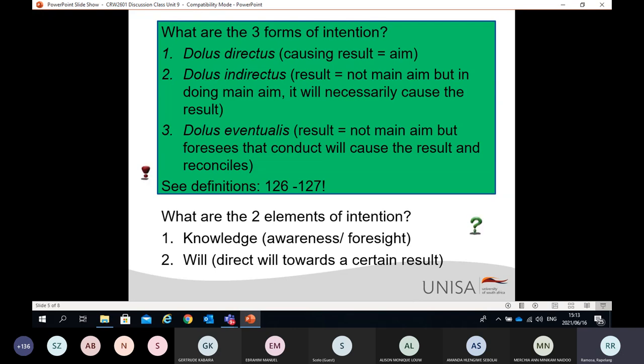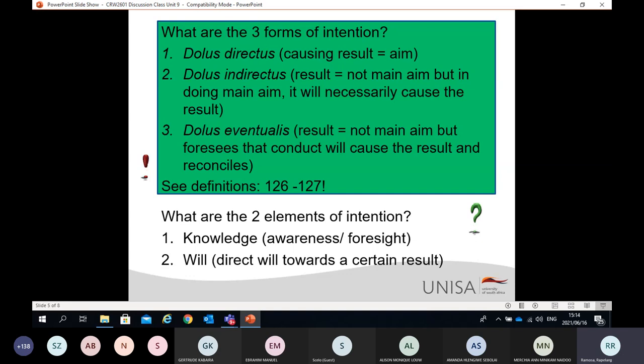We will come back to this understanding of awareness, because this is the basis on which you will understand Study Unit 10 and the concept of mistake. You will not understand mistake under Unit 10 unless you understand this particular portion, that intention or awareness needs to extend to certain requirements that are part of the crime concerned. So in short, defined more concisely, we can say that intention is to know or to be aware and to will the act or the result.